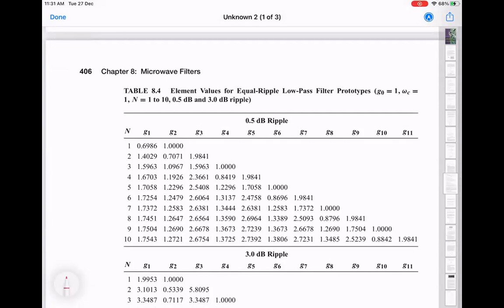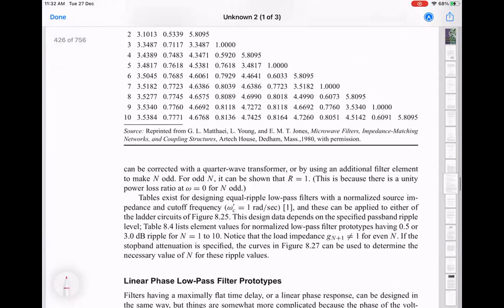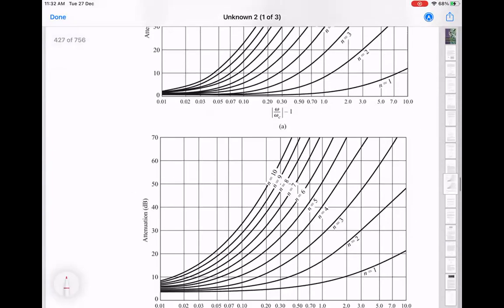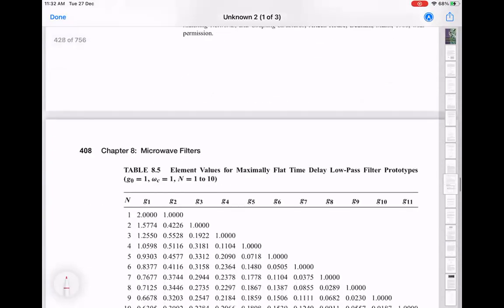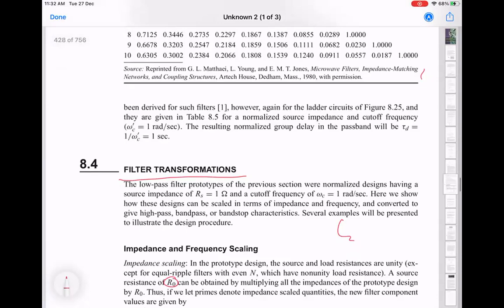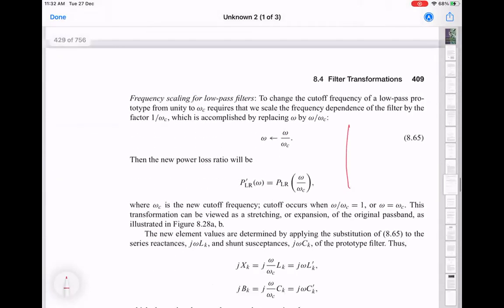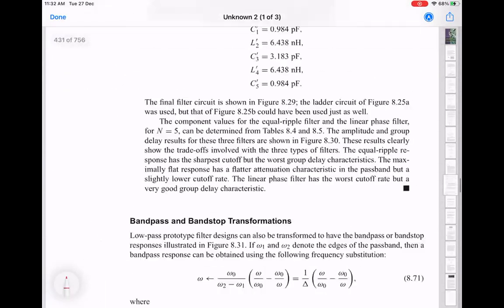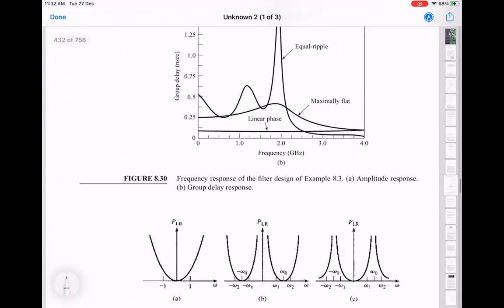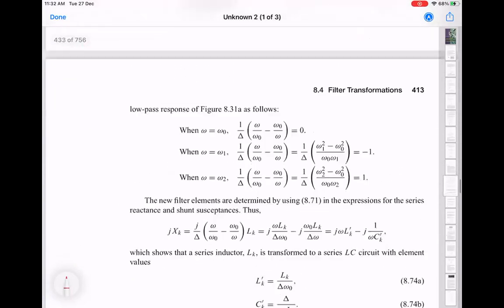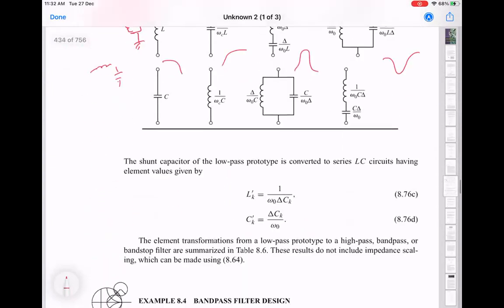By the way, the model is still the same. It's again a network of L's and C's, but now by choosing different values of L's and C's, you can get either the maximally flat response, or you can get this Chebyshev equiripple response. Okay. Let me just quickly show you one more thing, and then we will look at some examples in Microwave Office.